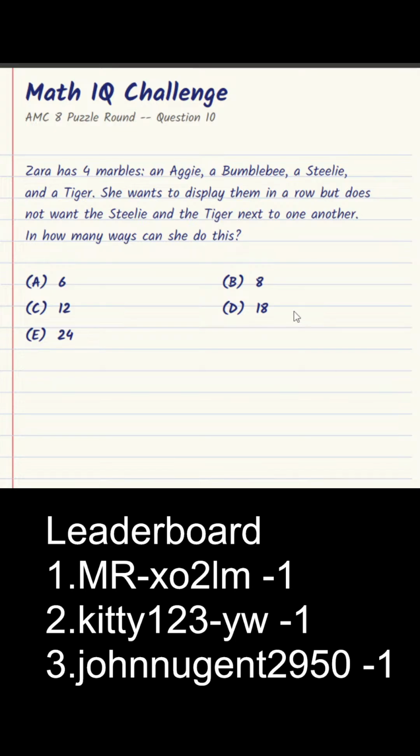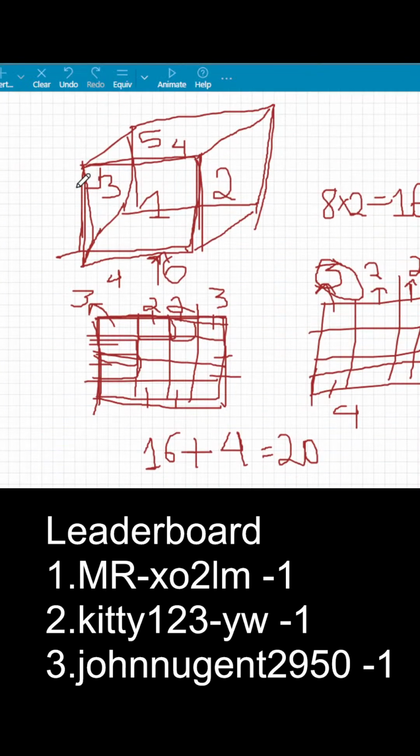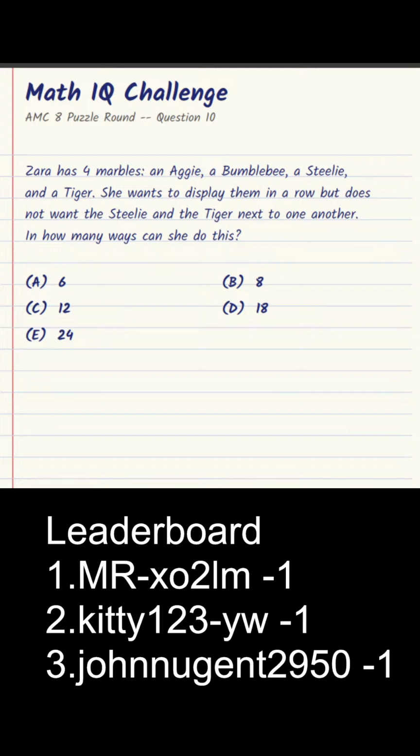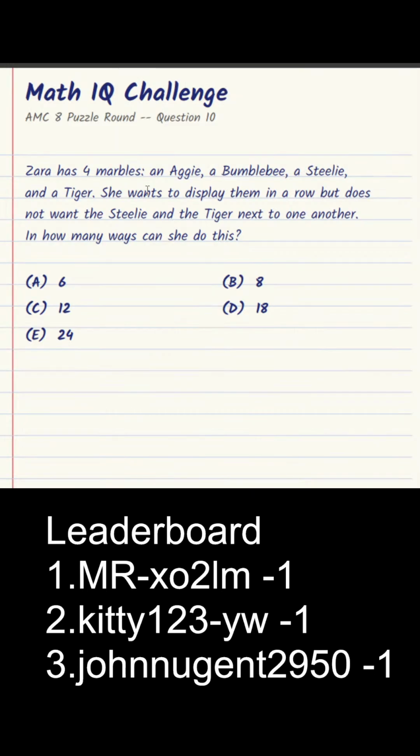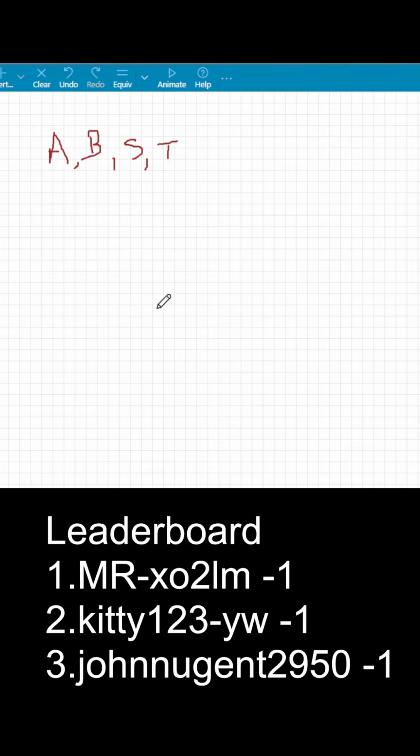So let us try to solve this problem. So we're given four types of marbles: Aggie, Bumblebee, Steely, and Tiger. So that's represented by A for Aggie, B for Bumblebee, S for Steely, and T for Tiger. And the constraint is that the four marbles are arranged in such a way that Steely and the Tiger are not next to one another.